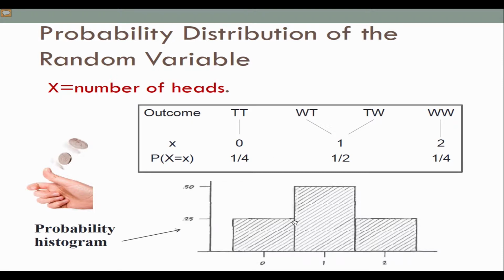Here we can represent this probability distribution using a probability histogram. In this histogram, each bar has base 1, and the height is the probability for the associated value. From this picture, you can see the probability distribution for the random variable X. You can also see that the area of all 3 bars should equal 1, because the probability for the total outcome should sum up to 1. So this is the probability distribution for the random variable X for this experiment.